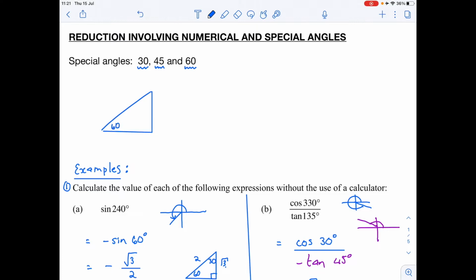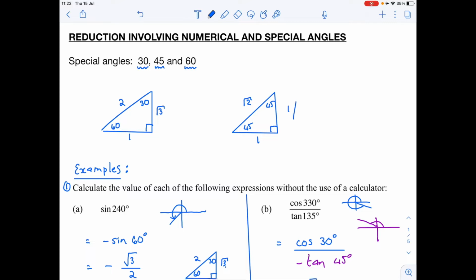So if we do the 60, 30, I always do it in the same triangle. The longest side, the hypotenuse, is 2. Next to 30 is root 3. And then the third side is 1. Now the other one is our 45, 45. So that's an isosceles triangle. 45 and 45. And that is 1, 1, and root 2.